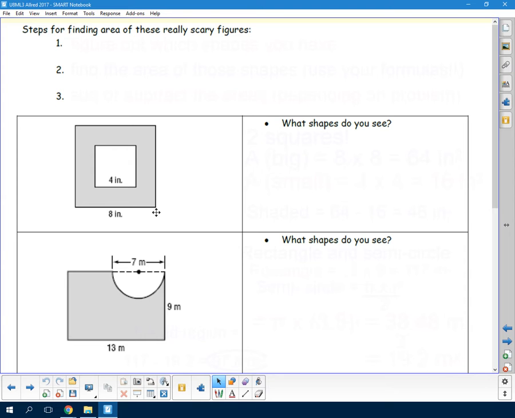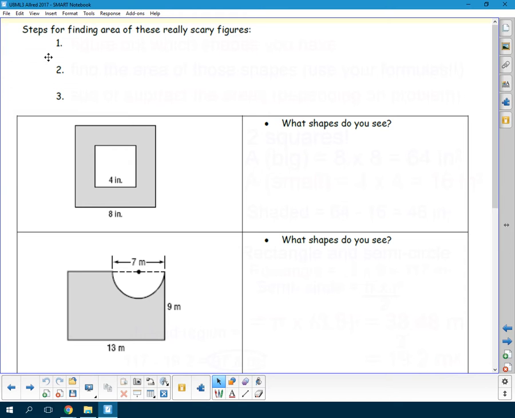Okay, but the truth is I'm going to give you 3 quick and easy steps for finding the area of these really scary figures. Just remember that anytime you have a question, you can always pause the video and talk to a partner. You could also pause the video and write a Post-it note and put it on my parking lot back in the corner.